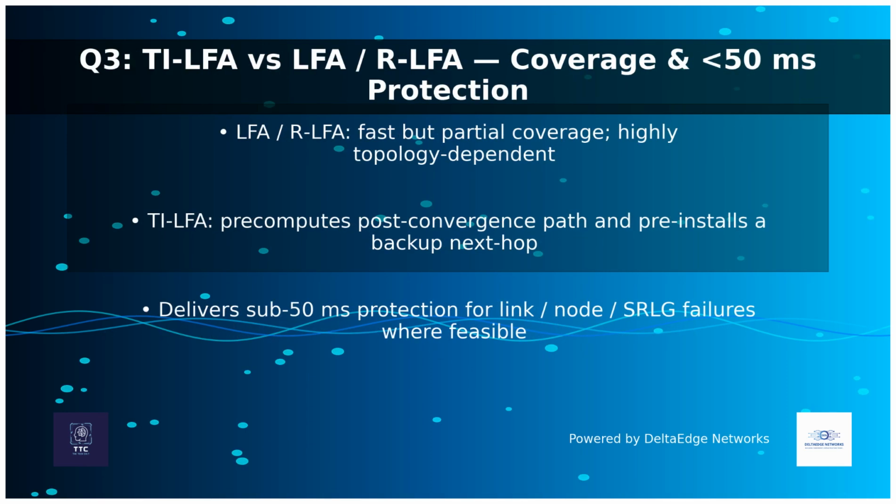Question 3. TI-LFA versus LFA and R-LFA. Coverage and sub-50 millisecond protection. LFA and remote LFA are fast, but coverage depends on topology. TI-LFA computes the post-convergence path and pre-installs a backup next hop, giving deterministic protection in link, node, and SRLG failures where feasible. Tuned correctly, you'll see sub-50 millisecond hitless switchover.